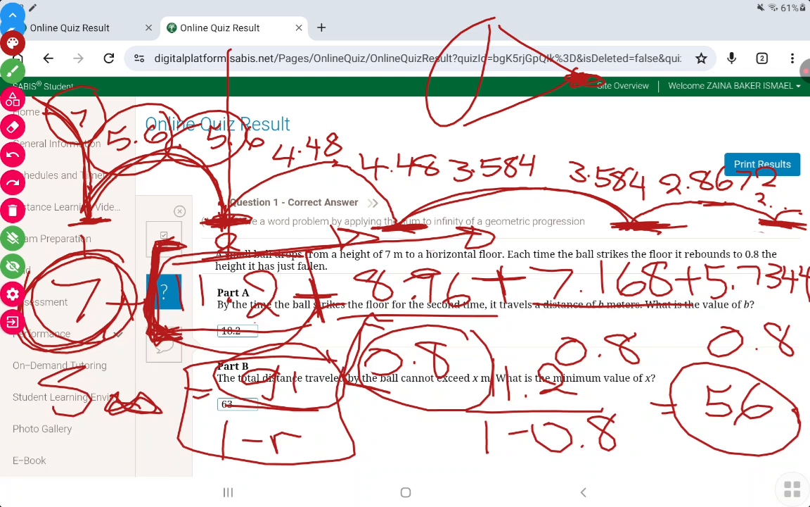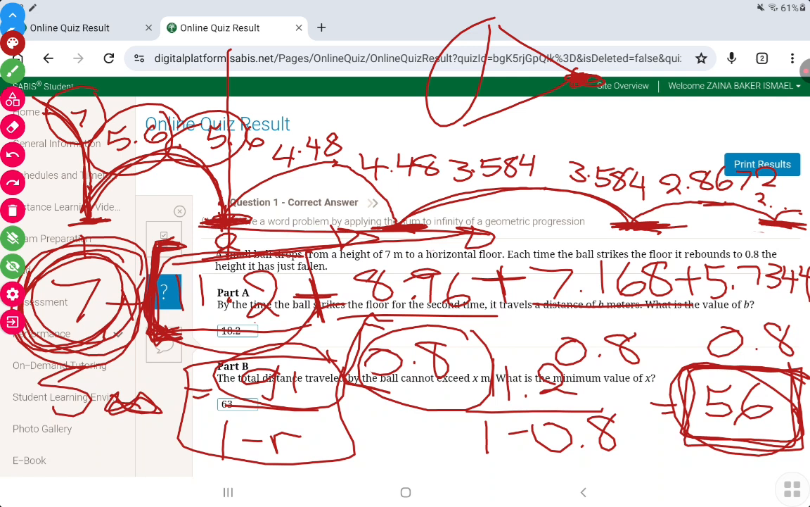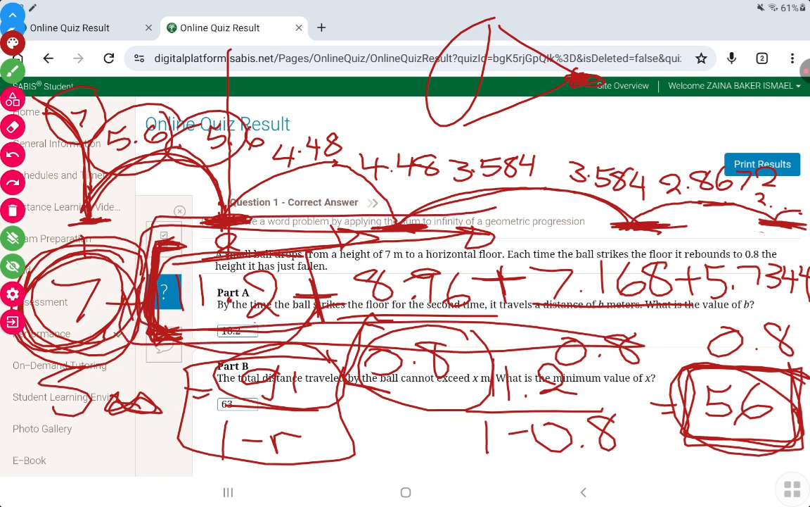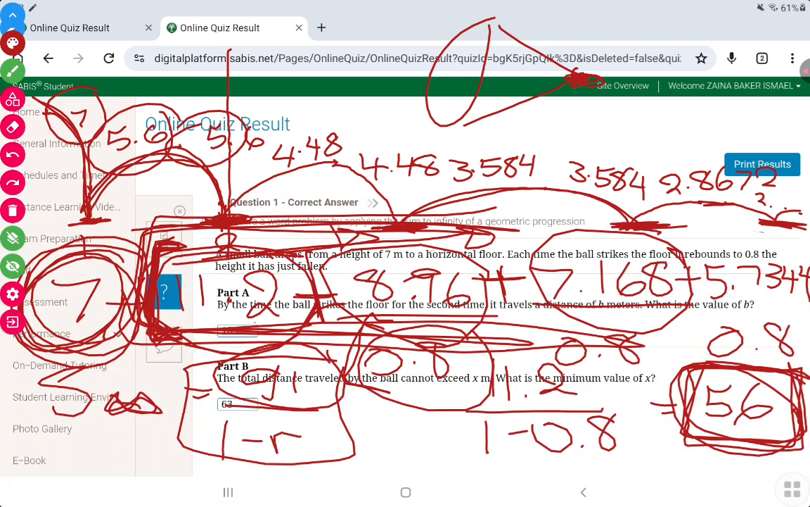But don't forget, we also have a distance of 7. Yeah, the maximum distance it will reach is 56. The maximum distance the ball is going to reach, these numbers are going to add up to. These are all distances, remember? The maximum number these distances will add up to is 56. But also you had 7 in the beginning. So the total distance that is possible for the ball to travel is 56 plus 7, which is 63.